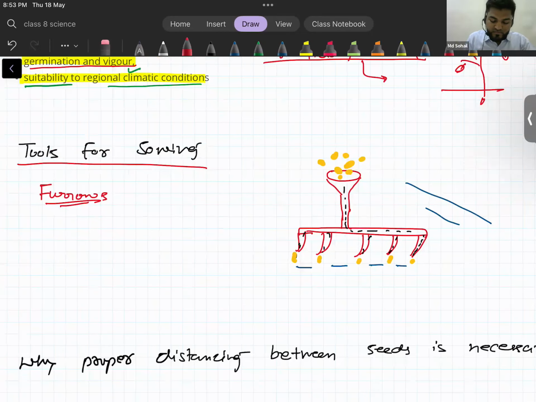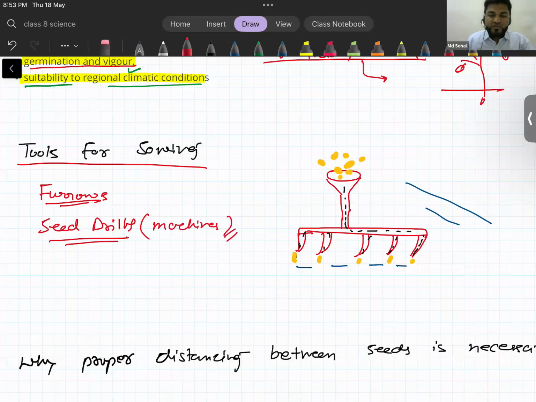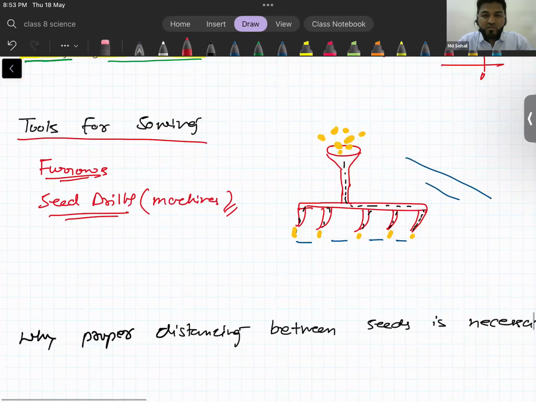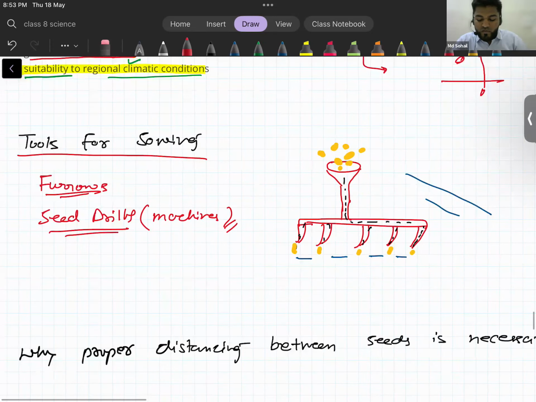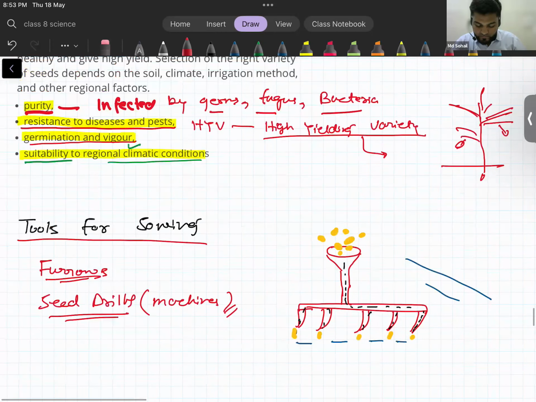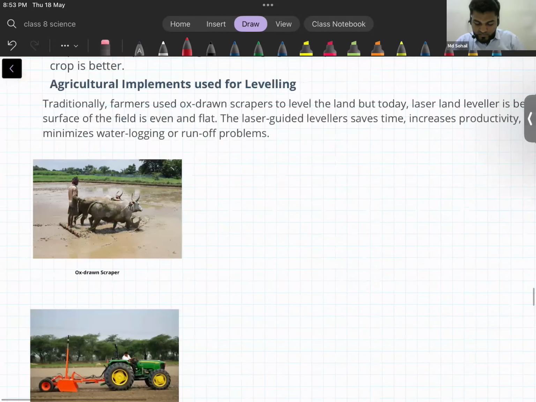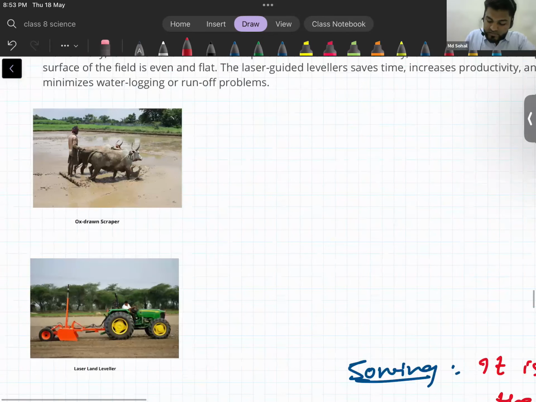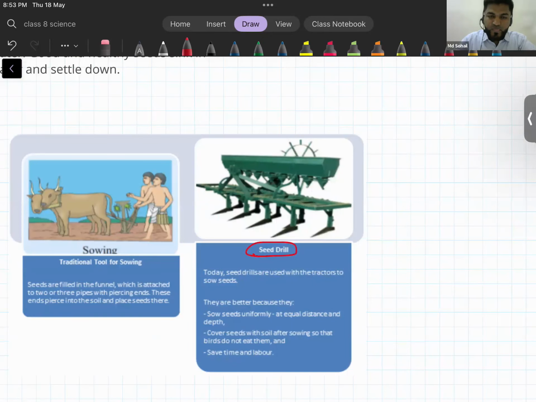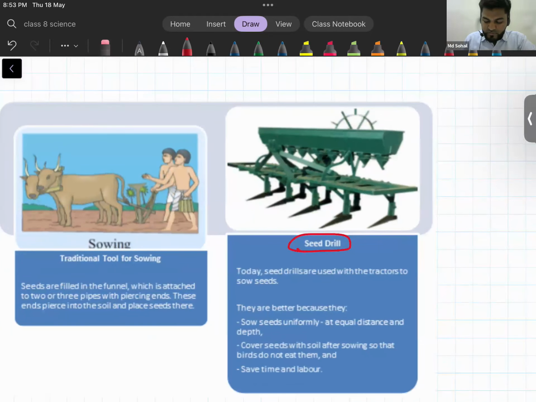We have got seed drills, which are machines. Seed drills are basically attached to the back of the cultivators. See the cultivator here. See here, this is a seed drill. Pay attention to this image here.